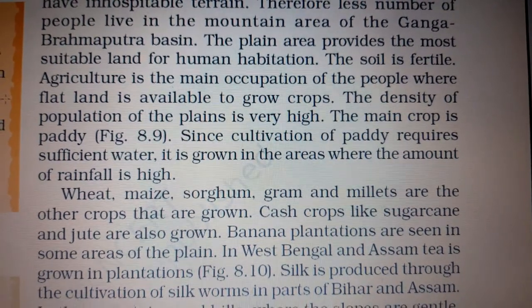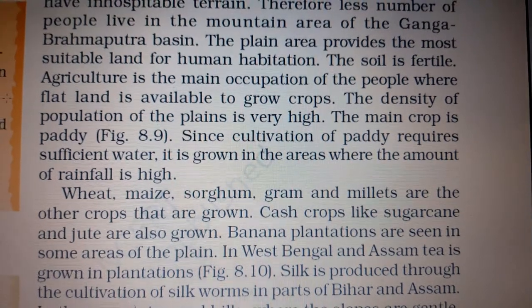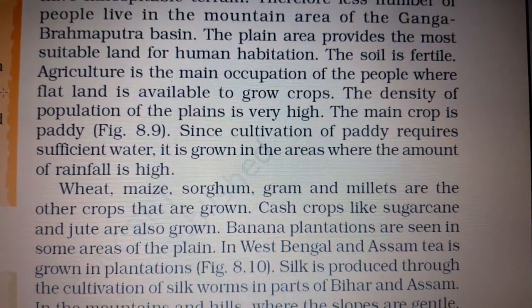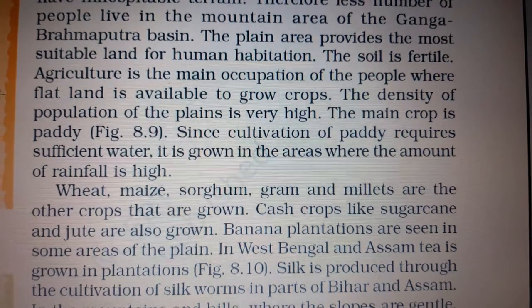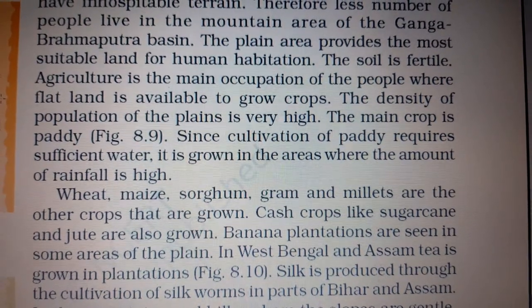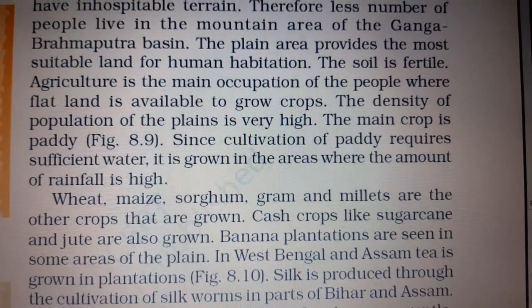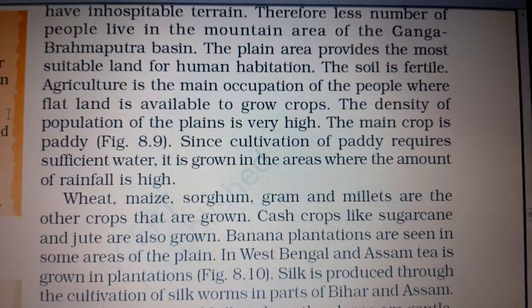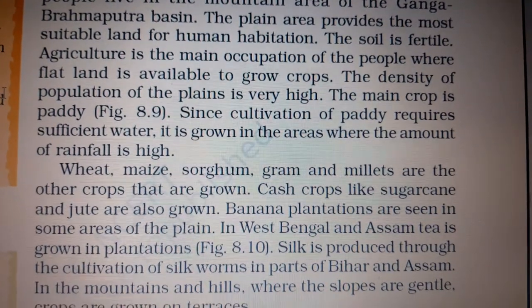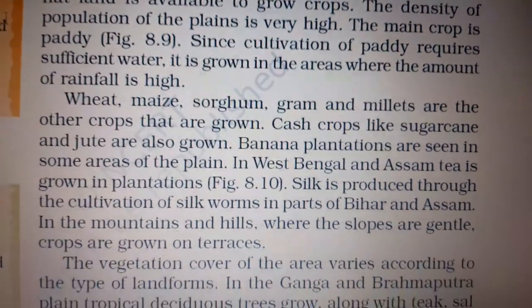The main crop is paddy. What is the main crop here? Paddy and wheat. Since cultivation of paddy requires sufficient water, it is grown in the areas where the amount of rainfall is very high. Okay, so we are receiving abundant rainfall, so we can easily grow the paddy crop. Paddy is considered to be the rice crop. What are the different crops grown here? Wheat, maize, sorghum, gram, millets are the other crops grown here.